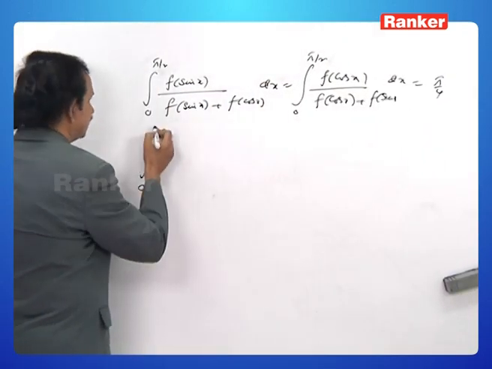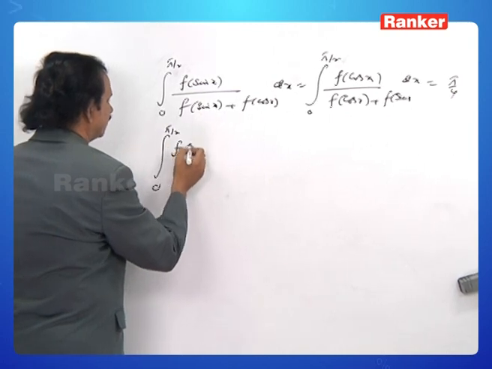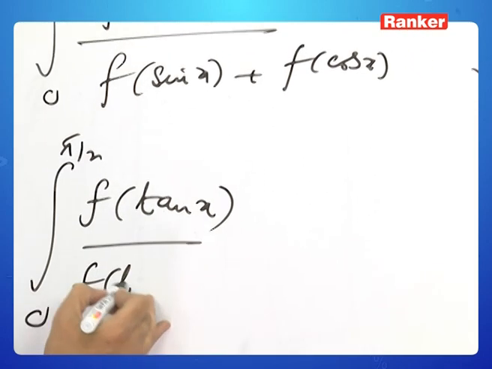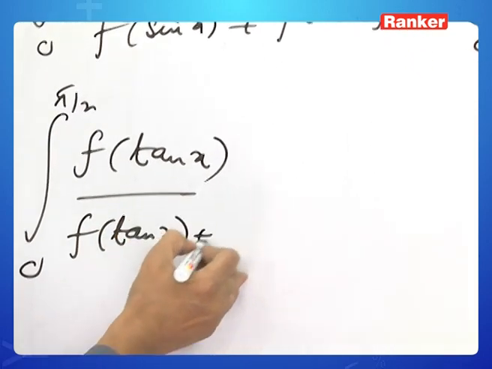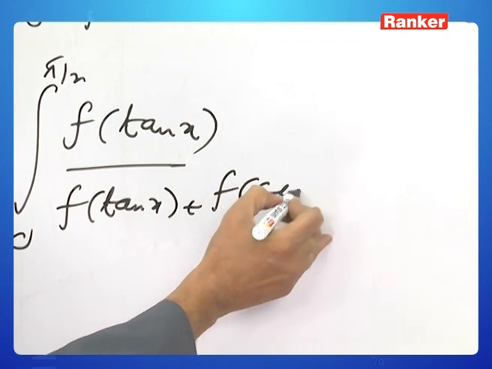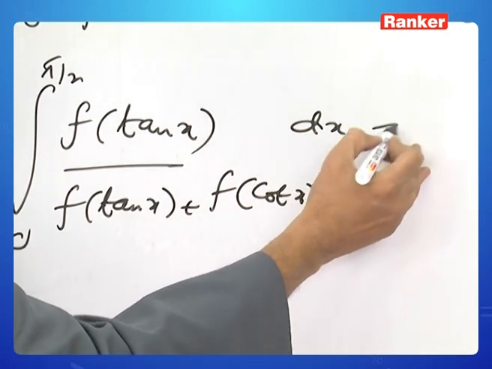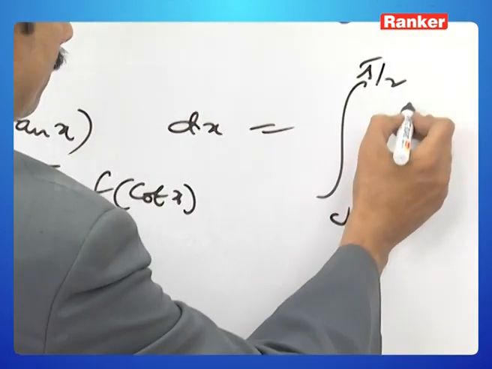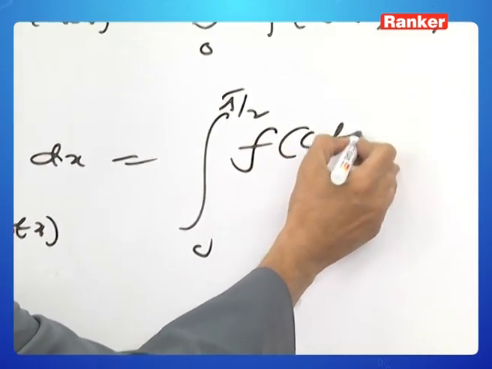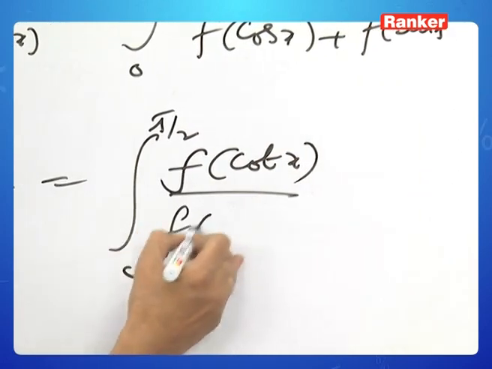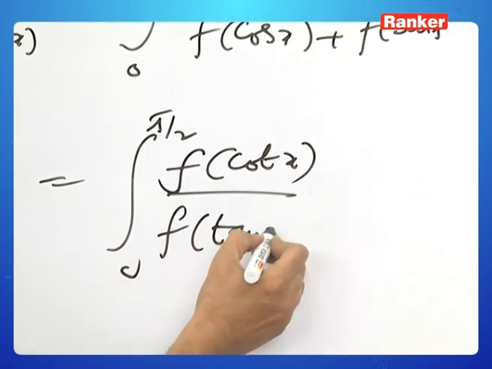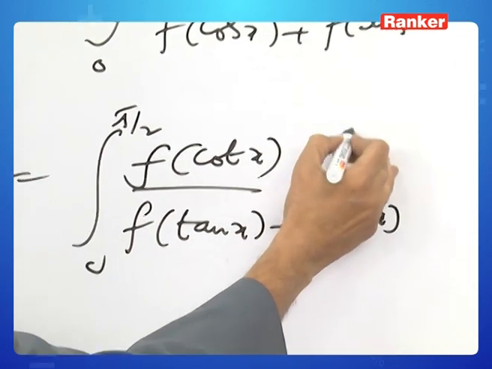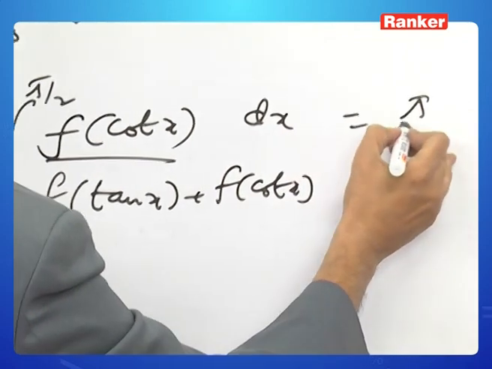Just like this, integral 0 to pi by 2 f of tan x by f of tan x plus f of cot x is equal to integral 0 to pi by 2 f of cot x by f of tan x plus f of cot x, which is again pi by 4.